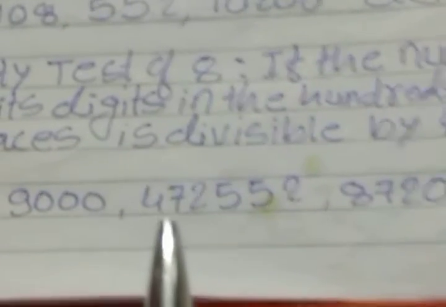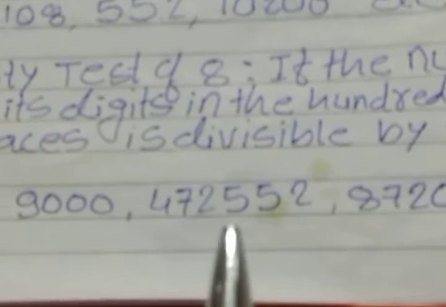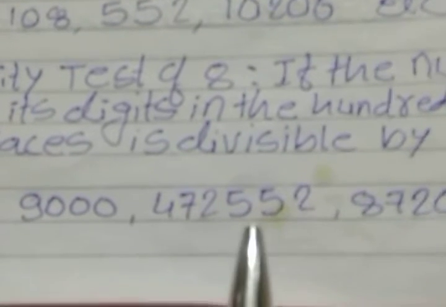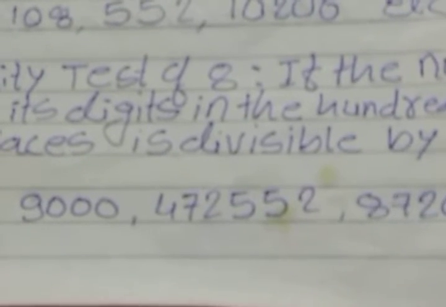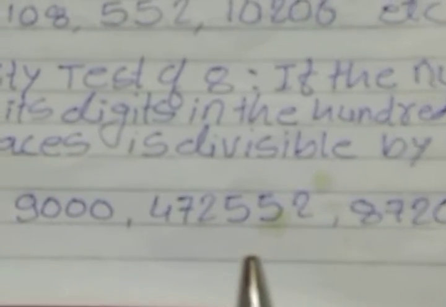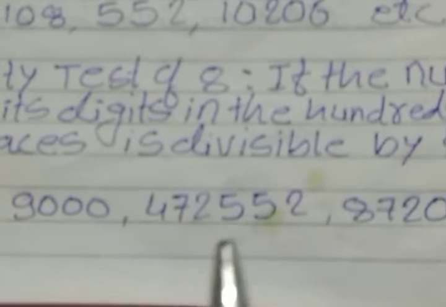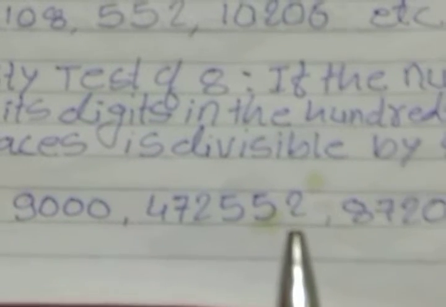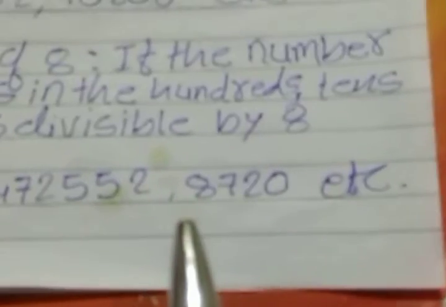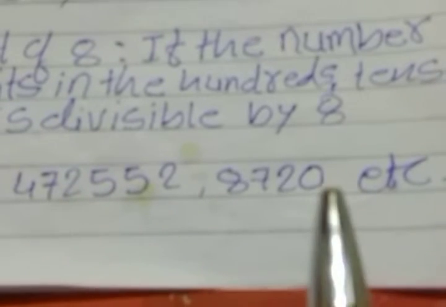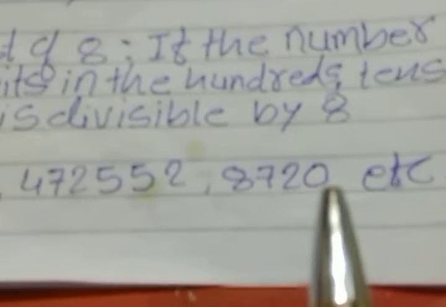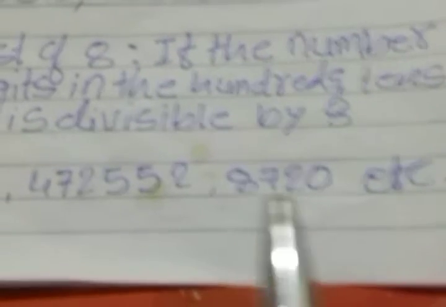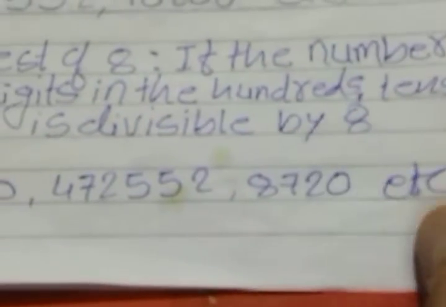Next number is 4,72,552. Last 3 digits 552. 552 is divisible by 8. Then 4,72,552 is divisible by 8. Next example, 8,720. Last 3 digits 720. 720 is divisible by 8. It means 8,720 is also divisible by 8.